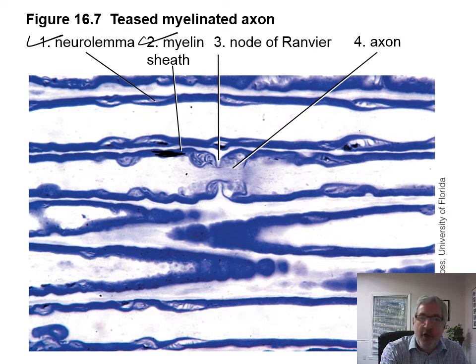Then we have a node of Ranvier here. So you see how that little gap forms right there. It goes down in here and here. So that's the two ends. There's a Schwann cell over here and a Schwann cell over here, and they don't touch. They leave a little gap. And then you have your axon, right in the middle here that you can see. Okay, next slide.